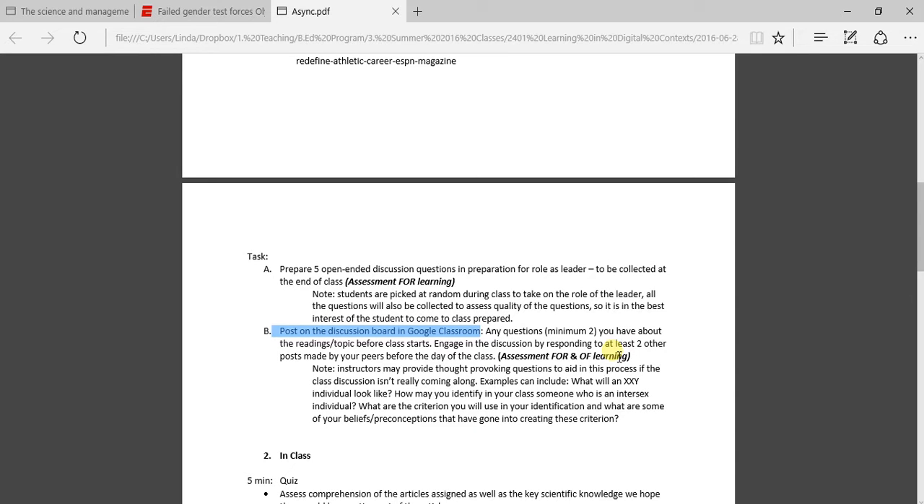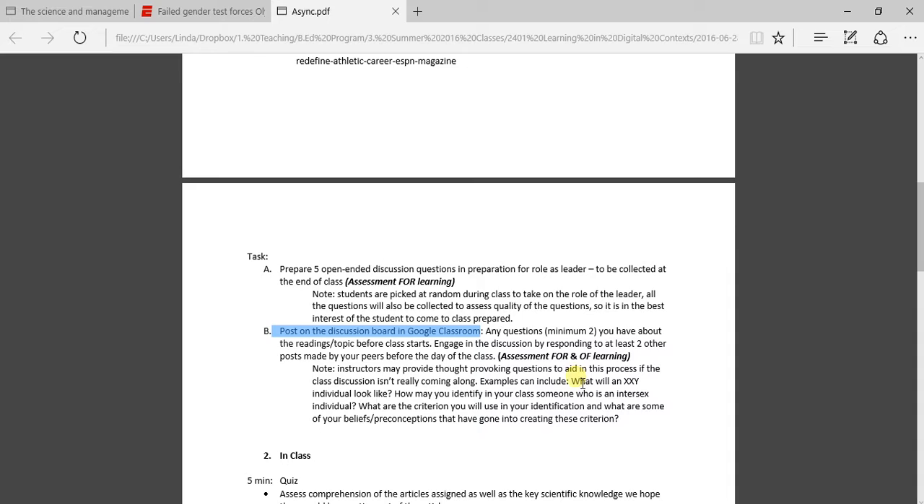So again, this goes back to assessment for learning, in terms of us having an understanding of where they're coming from before we go into the actual lesson itself. But also assessment of learning, in terms of getting an idea of what they got out of the readings that we've provided, especially considering they're so academic in nature. So we have a note here for instructors that instructors may choose to provide thought-provoking questions to aid in this process if the students aren't really going along with the discussion online quite as much.